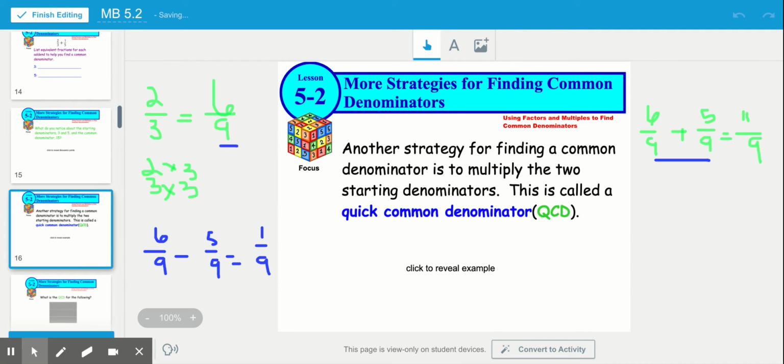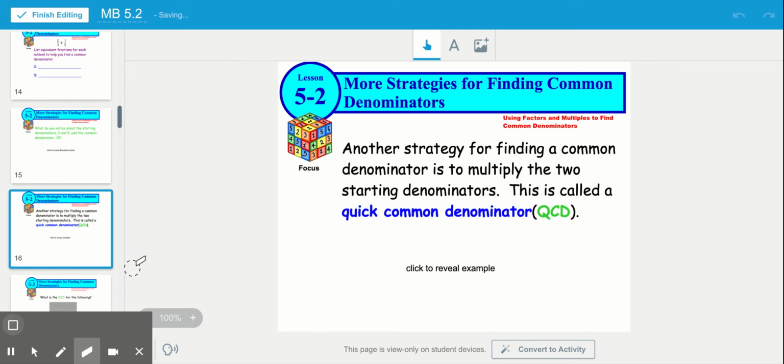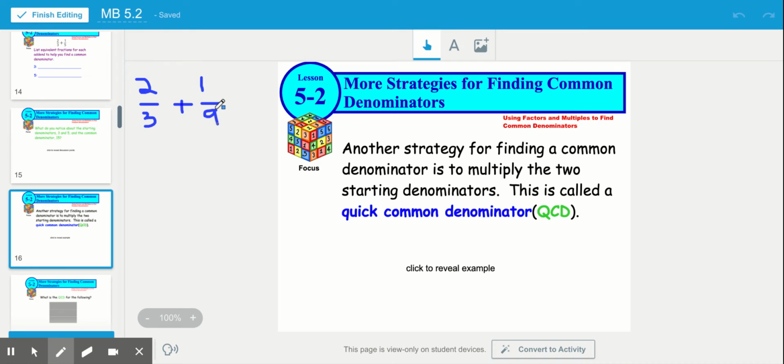So another strategy for finding a common denominator is to multiply the two starting denominators. And that is called, as we talked about earlier, quick common denominators. So if we had 2/3 and we'll just do plus 1/9, a quick common denominator would be to simply multiply these two. So the quickest way is to take 3 times 9. And so we know that the common denominator would be 27.